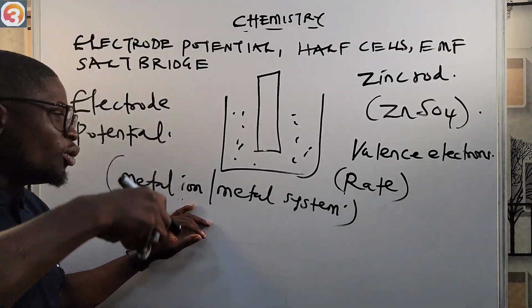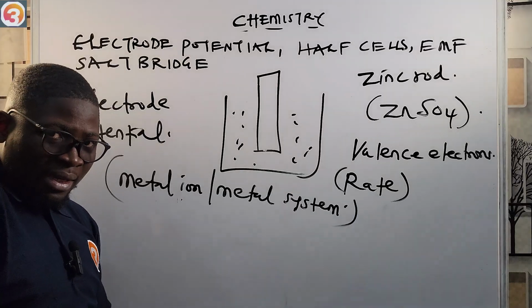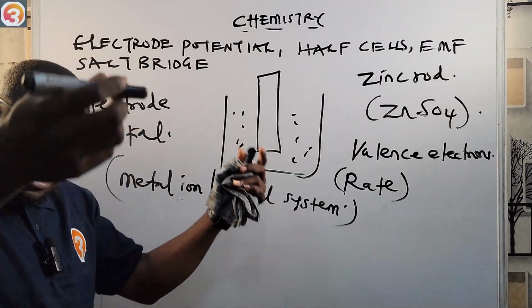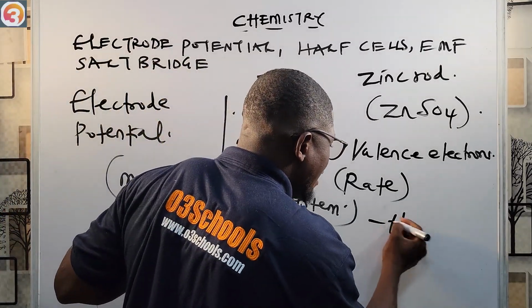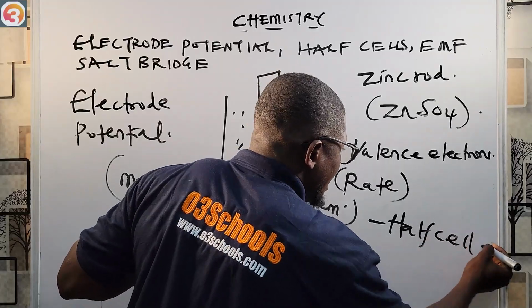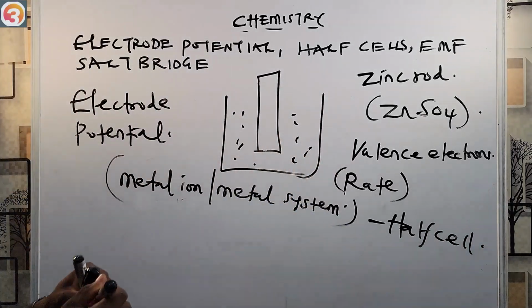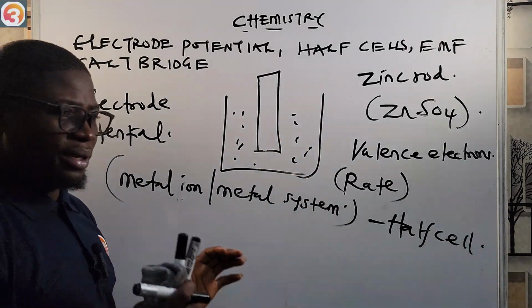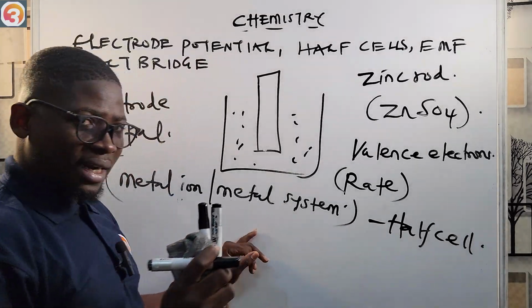The metal ion or the metal system itself is what we call the half cell. The half cell. So it's as simple as A, B, C. I'll go over that again.